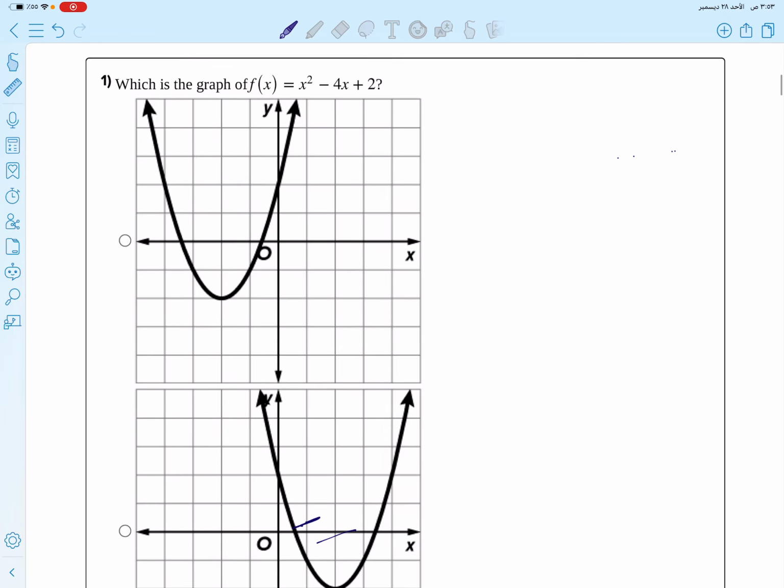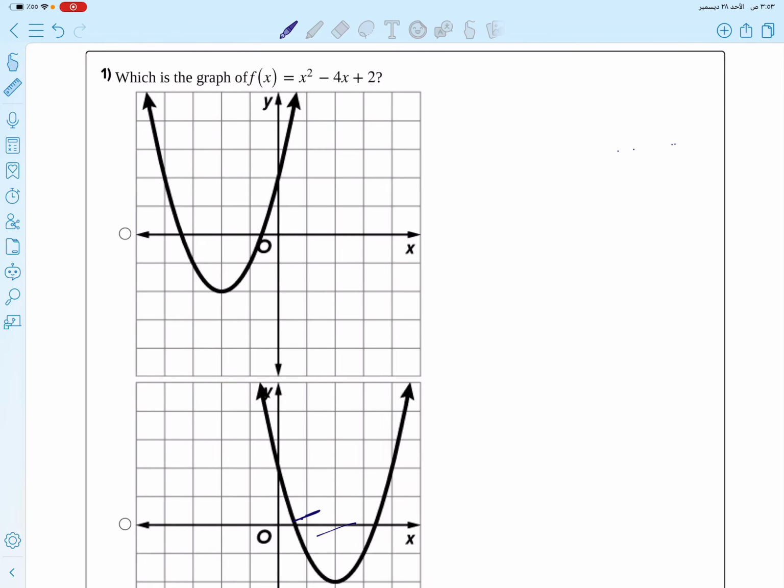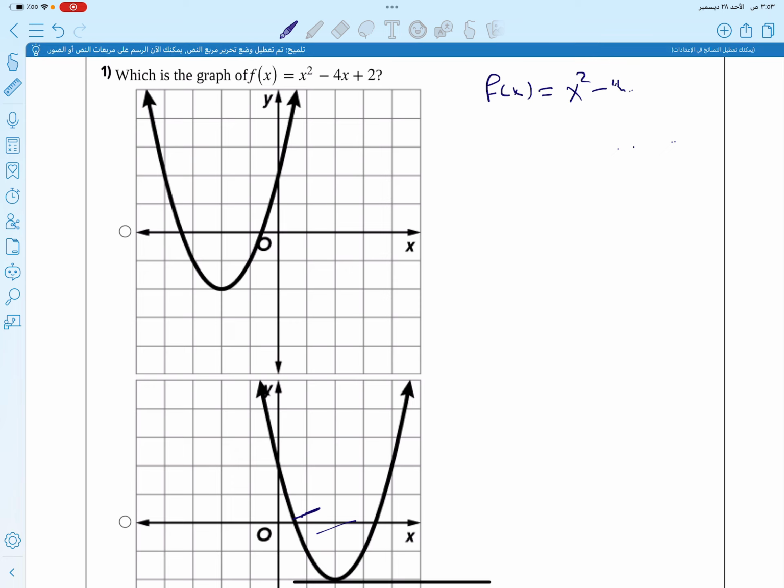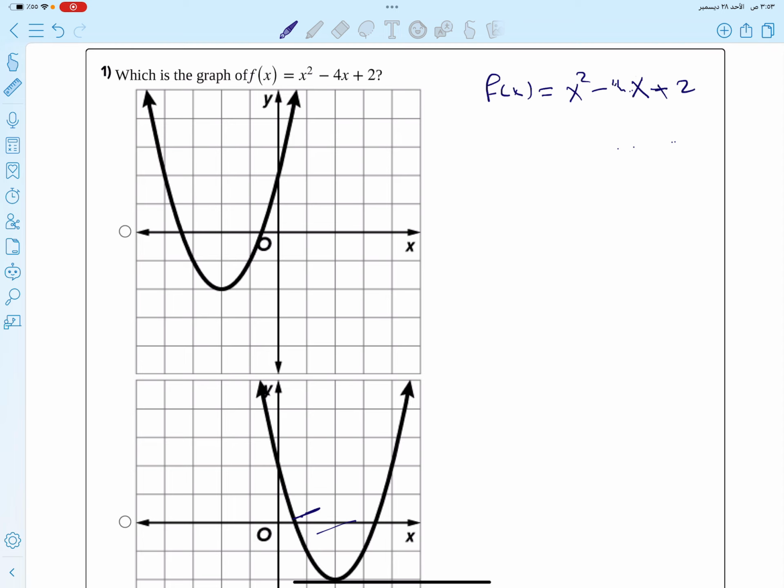Bismillah ar-Rahman ar-Rahim. Inshallah, we will solve the worksheet starting with question number 1, which is to graph the function f of x equals x squared minus 4x plus 2. To graph this quadratic function, I need the vertex. The formula of the vertex is x equals negative b over 2a. So I just need to substitute here.